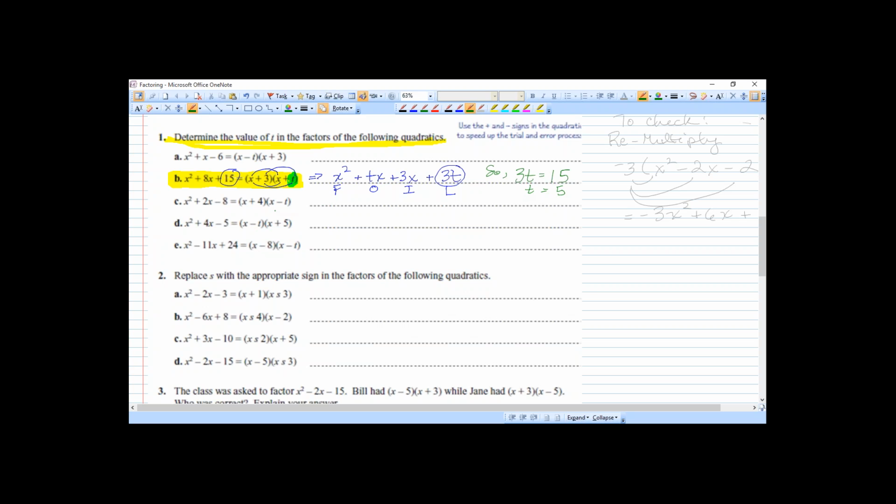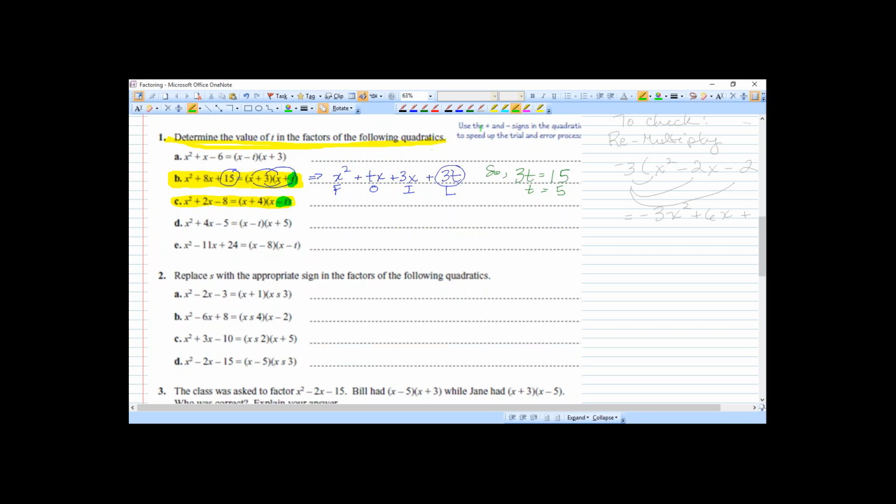All right, let's check out one more. Let's look at C. The reason I want to look at C is because the signs are going to be different now. We have a plus and a minus between our binomials: one's plus and one is minus. Here our missing factor is t, in the same position. It's going to be a negative number this time.